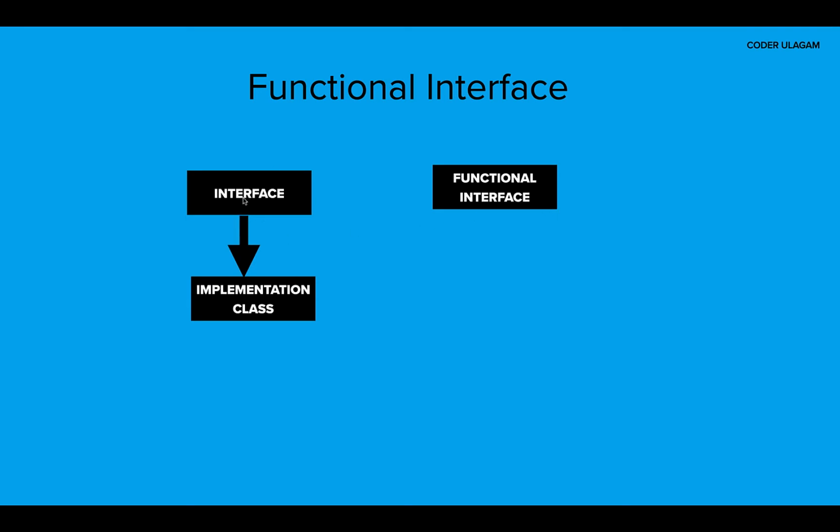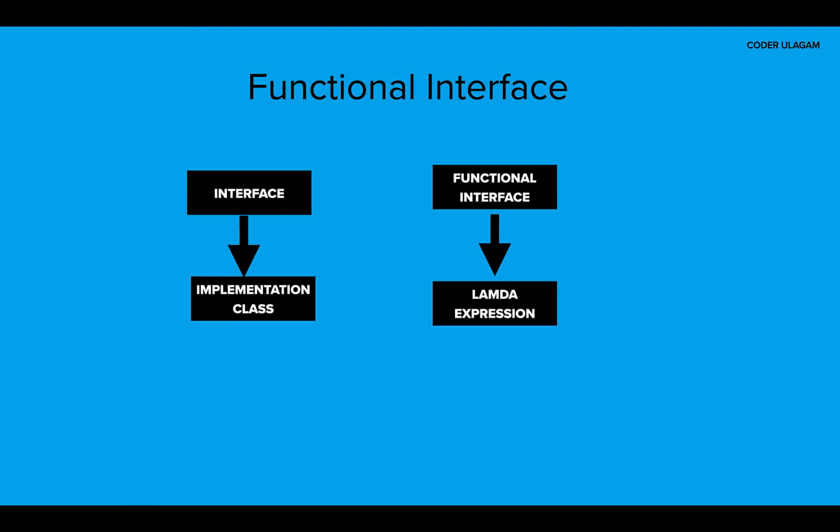The functional interface, as a definition, has one abstract method. I repeat, the functional interface should have only one abstract method, so that the Lambda expressions understand that's the method we are implementing. Similar to what we see on the left side, where we have interface and implementation class, for the functional interface, the implementation is a Lambda expression.